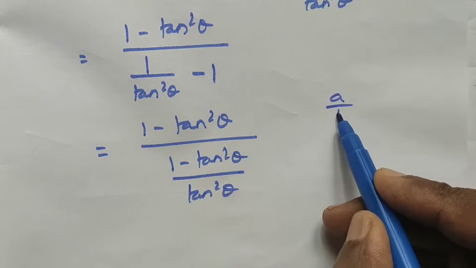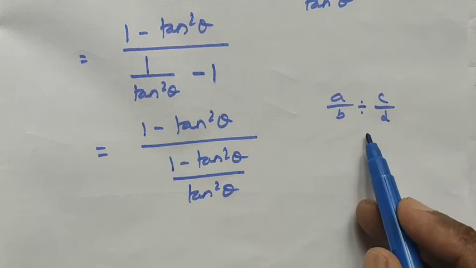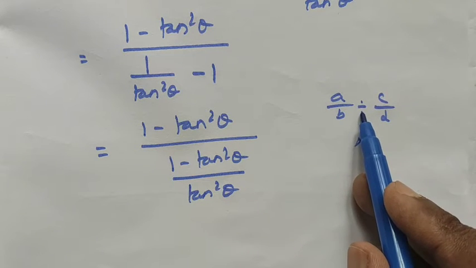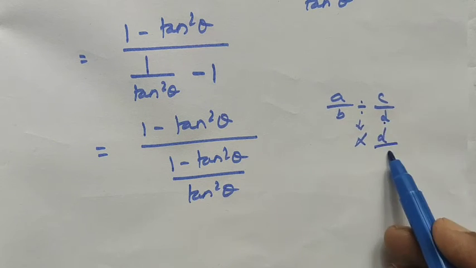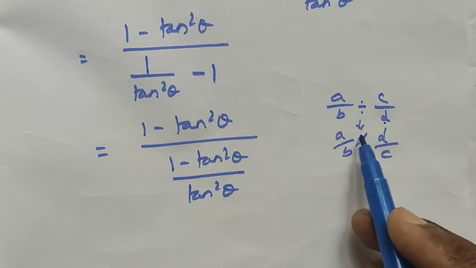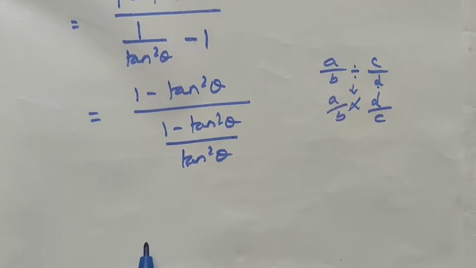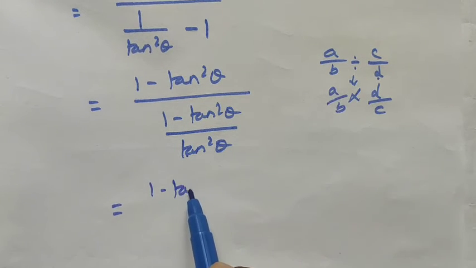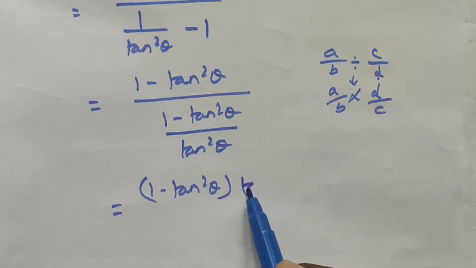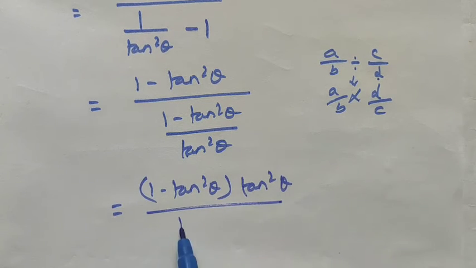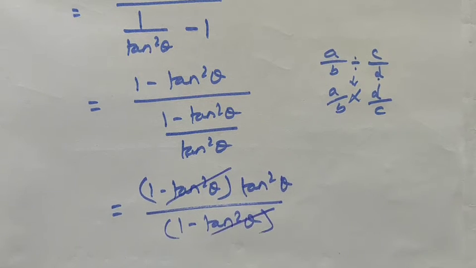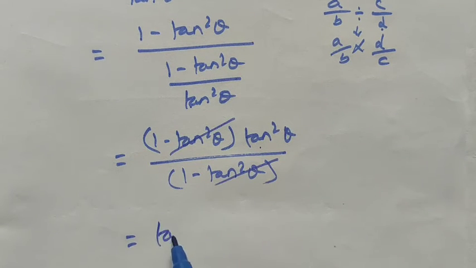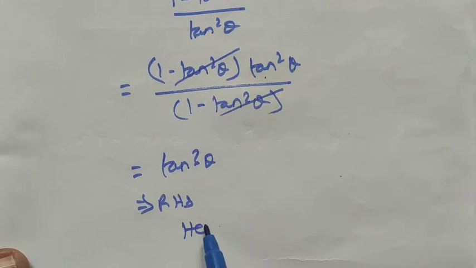It is in the form of A divided by B divided by C divided by D. When changing the division into multiplication, the second term will be the reciprocal, D by C. So A by B into D by C is nothing but the denominator turning to the numerator. So (1 minus tan square theta) into tan square theta divided by (1 minus tan square theta). See, 1 minus tan square theta and 1 minus tan square theta both cancel. Then we have tan square theta. This term is the RHS. Hence proved.